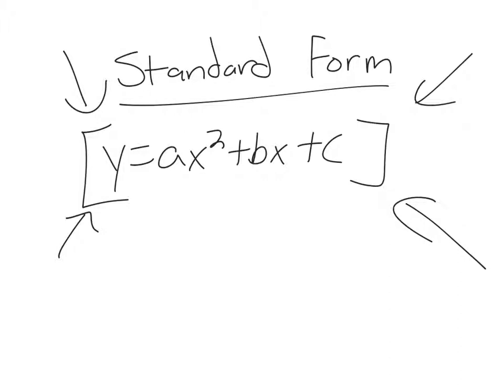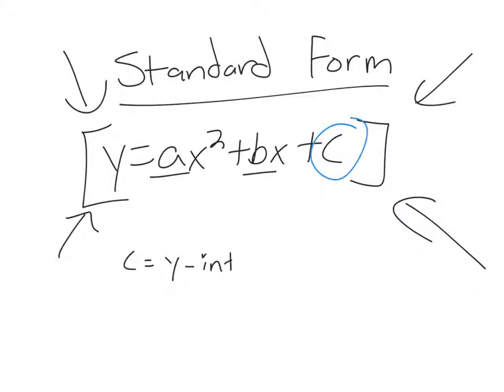Now, if a quadratic equation is in standard form, then we'd immediately have our y-intercept. Your y-intercept is going to be the c value, and you could write that down, c equals the y-intercept. This is if it's in standard form. And a and b are going to be values that help us find what we call our axis of symmetry, which I'm going to explain in just a moment.